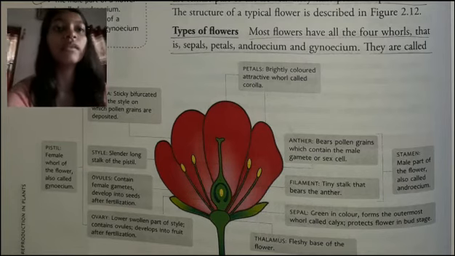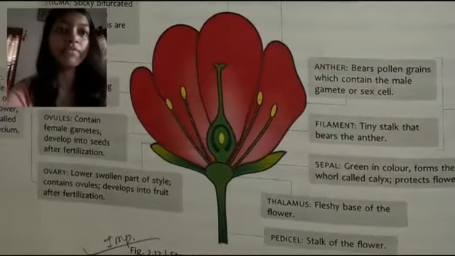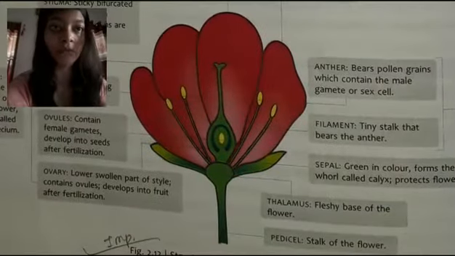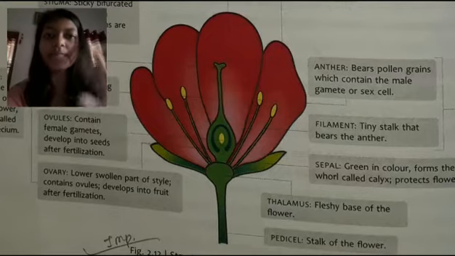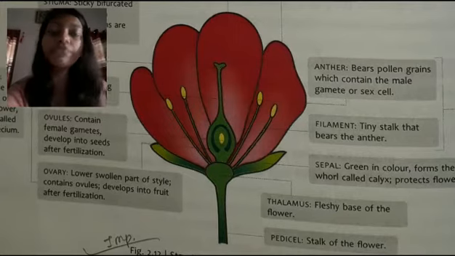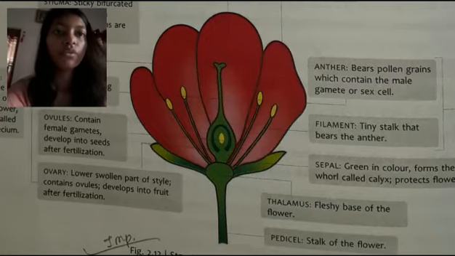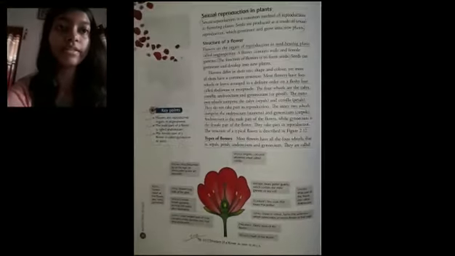Okay, so I think this part is clear to you all. Please view the picture of the flower. It's very important and it's very interesting too. It has many parts and the functions of each part are very different and very interesting to know. So this is the ultimate structure of a flower. So let's see what's next.